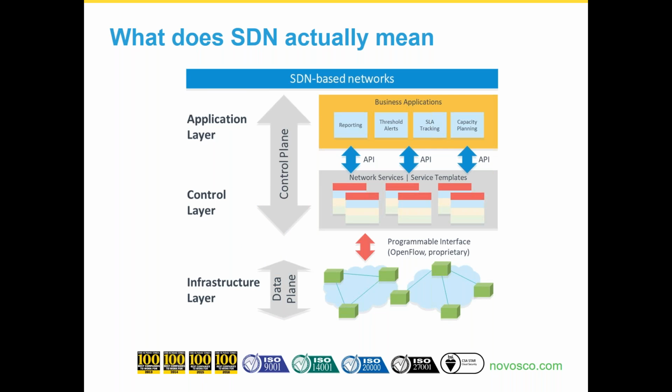So the control layer, which looks after all your network services, so that might be your quality of service, your packet forwarding, your access control lists, your routing information, you know, packet size, all that sort of stuff, is held in the control layer. And that can be tightly integrated into the API layer for application layer control for reporting thresholds, service level tracking, capacity tracking. That all sits now in a dedicated centralized controller system.